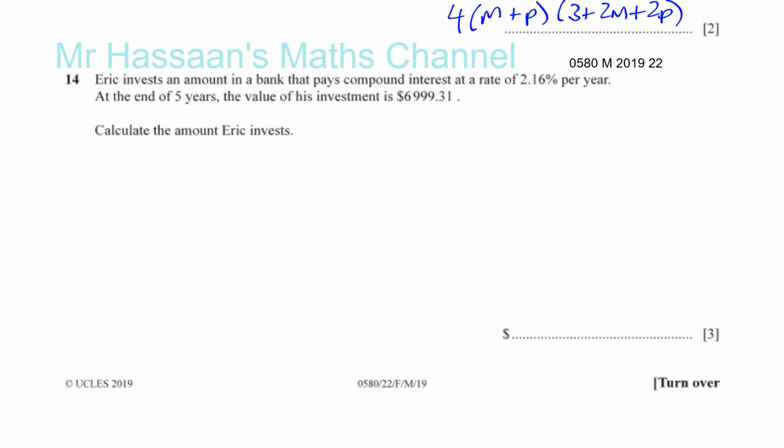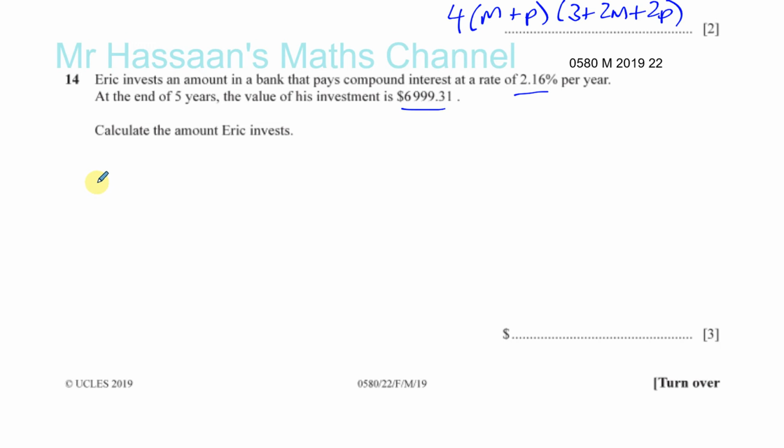It says Eric invests an amount in a bank that pays compound interest at a rate of 2.16% per year. At the end of 5 years, the value of his investment has become $6,999.31. Calculate the amount he invests. So again, we've got the formula for compound interest, or we could just think about it in terms of compound percentages. But let's just use a formula here.